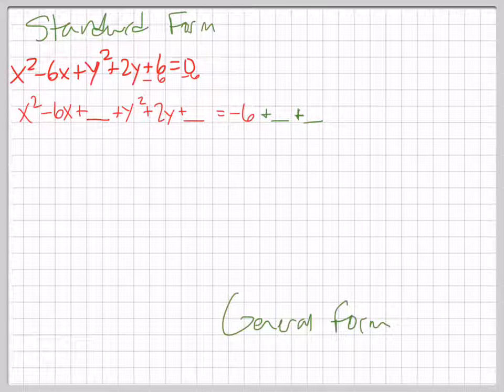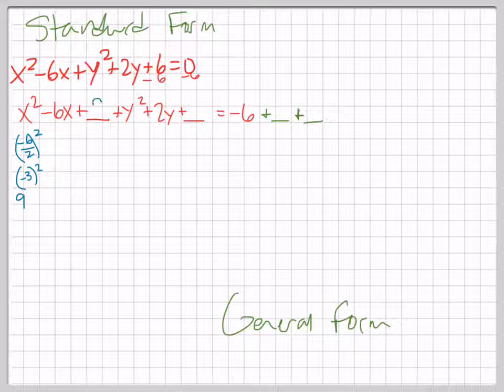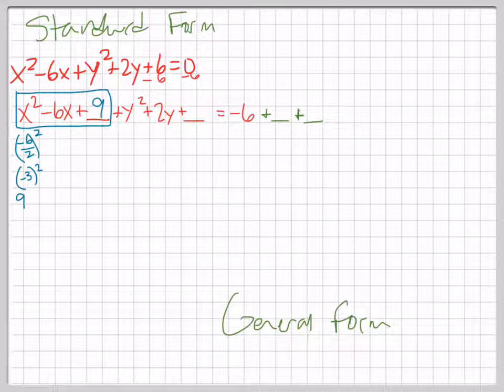Well, how we do it is, we look at B, which is negative 6, okay? So we take half of negative 6, and we're going to square it, and that's how we complete the square, all right? So it's negative 6 divided by 2 is negative 3, negative 3 squared is 9. So 9 is the number I need to complete the square, and this makes a perfect square trinomial.